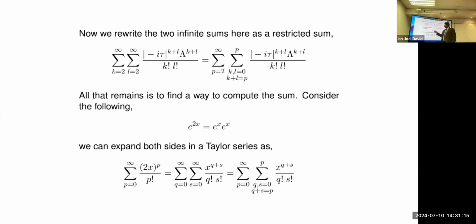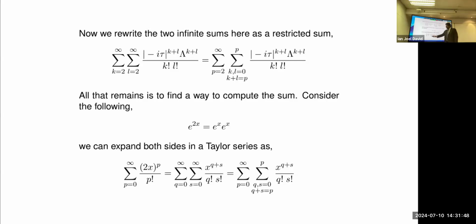So consider the exponential function for some scalar x, some real number x. e to the 2x is equal to e to the x times e to the x. Remember, x is a scalar. You can only do this here; with an operator, you can't do this. And let's expand both sides in a Taylor series. We all know how to expand e to the 2x in a Taylor series. It's just going to be the sum from p going from 0 to infinity, (2x) to the p all over p factorial.